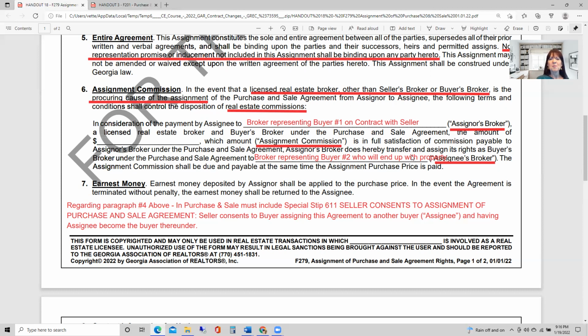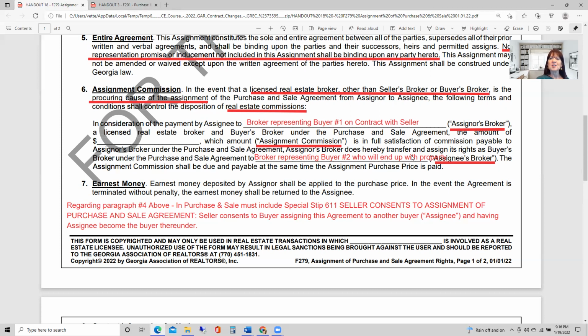In consideration of the payment of the assignee to the broker representing buyer number 1 on the contract with the seller, that is now the assignor's broker. So the assignee pays the assignor's broker, a licensed real estate broker and buyer's broker under the purchase and sale agreement, the amount of, and you fill in the blank, you negotiate the commission for the assignment, is in full satisfaction of commission payable to assignor's broker under the purchase and sale agreement.